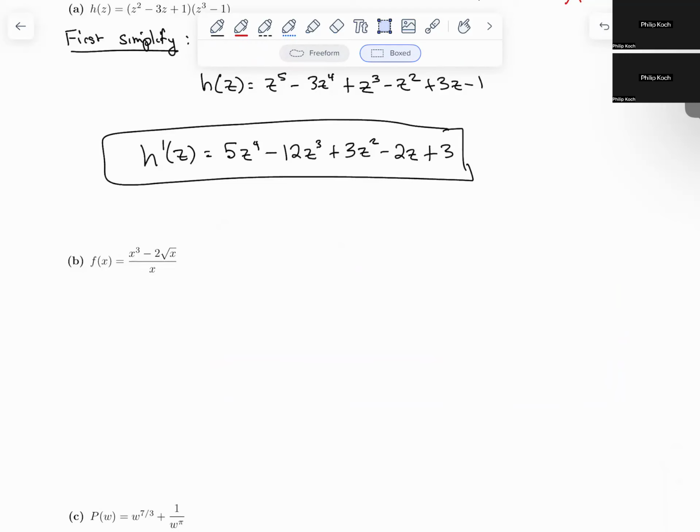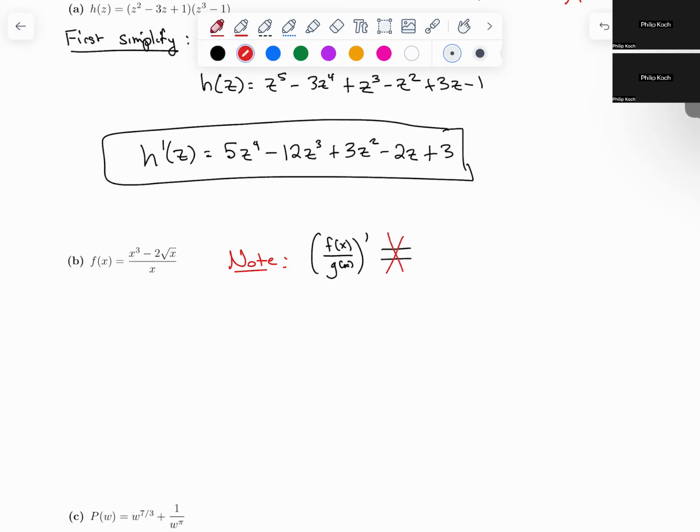This one, same thing is true for division. Note, d dx, well, let's use the shorthand notation. The derivative of f of x divided by g of x is not equal to f prime of x over g prime of x. That's not true. Sadly, we cannot do that. It would make math a lot easier if that was the case, but it's not.